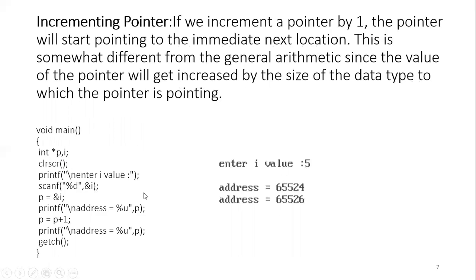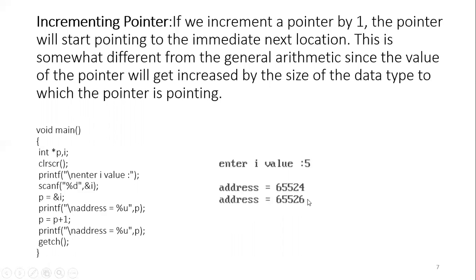Value of I is 5. P contains address of I. Now I am printing address P as 65,524. Now if I increment the value of P, P is equal to P plus 1. Now I am again printing the address.